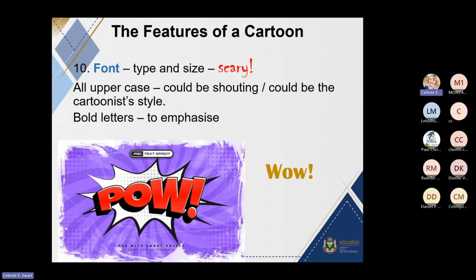And then bold letters are usually used to emphasize something. And sometimes there's one bold word within the cartoon, within what's being said. And that is because they wanted it to stand out. They want to emphasize something. But you can't just say bold letters are used to emphasize. To emphasize what? You understand? You must give a reason.